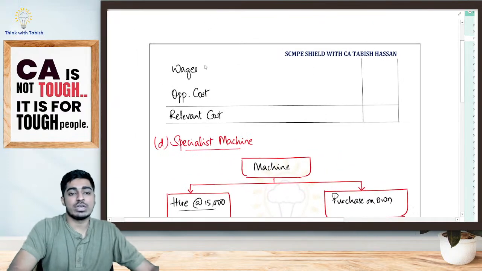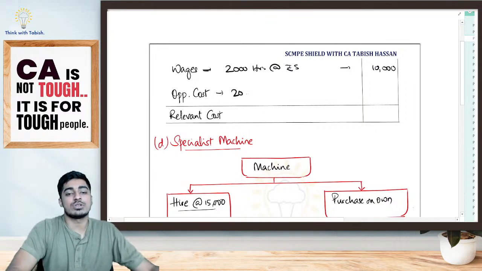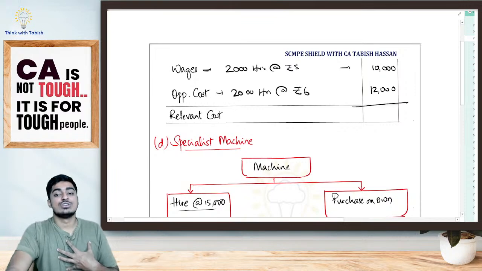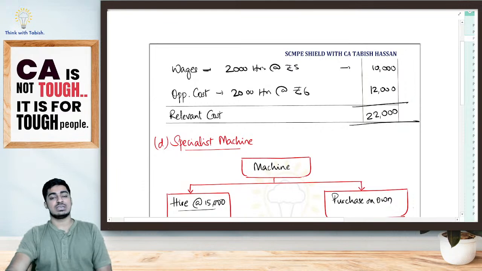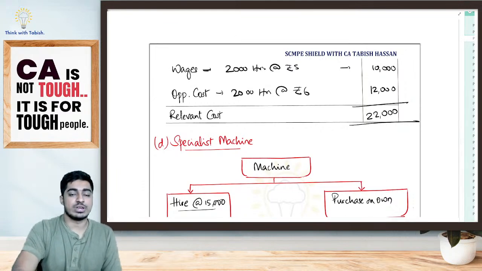For my employees working for 2,000 hours at the rate of 5 per hour, 10,000 will have to be paid. And the opportunity cost, 2,000 hours at the rate of 6 per hour, is 12,000 contribution I have lost, I have sacrificed. So the bare minimum I want is 22,000 rupees. Is it clear, students? Any doubts here? Should we continue?